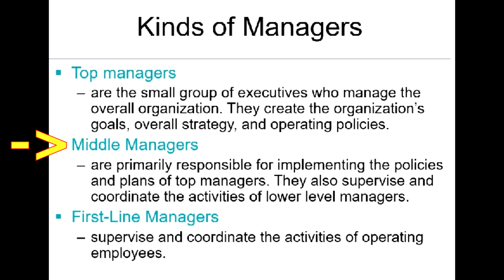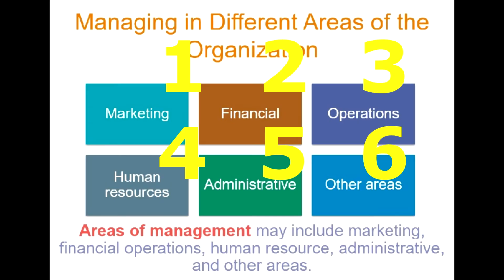Middle managers are primarily responsible for implementing the policies and plans of top managers. They also supervise and coordinate the activities of lower level managers. First line managers supervise and coordinate the activities of operating employees. Areas of management may include marketing, financial operations, human resource, administrative, and other areas.